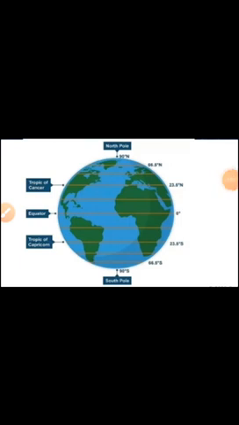This is the Tropic of Cancer. The first set is near the equator, and these are called tropics. The Tropic of Cancer is in the northern hemisphere, and it is numbered as 23.5 degree N. And the Tropic of Capricorn is in the southern hemisphere. This is the Tropic of Capricorn, and it is 23.5 degree south.